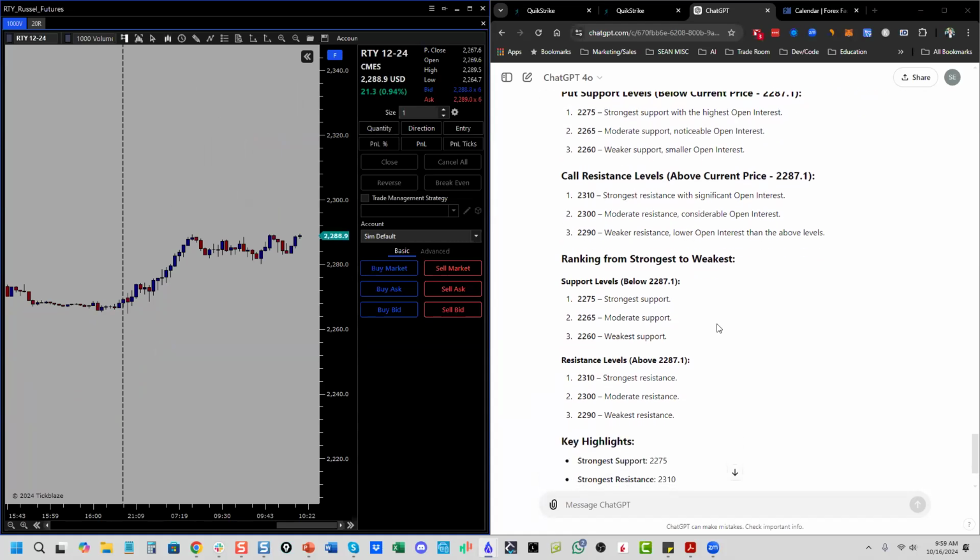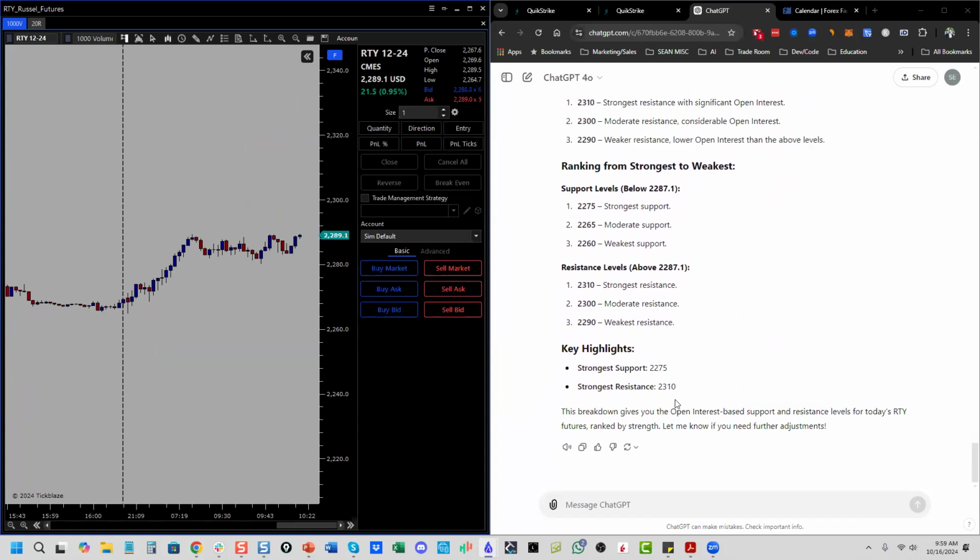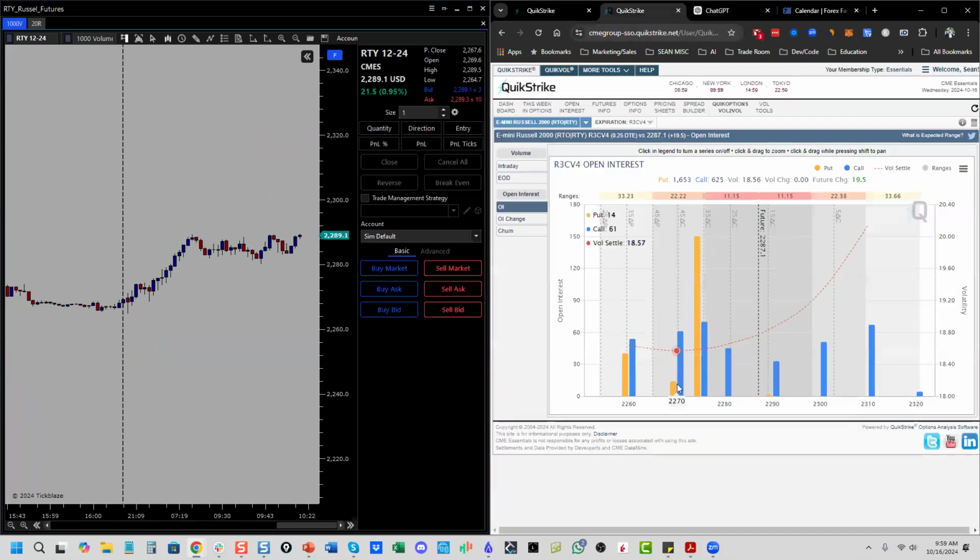I go down to the strongest, right? Let's just verify that information. 2275 and 2310. 2275. Look at that wall of puts. 2275. Huge wall of puts. Okay. That's telling you that they're going to try to keep it above 2275 today.